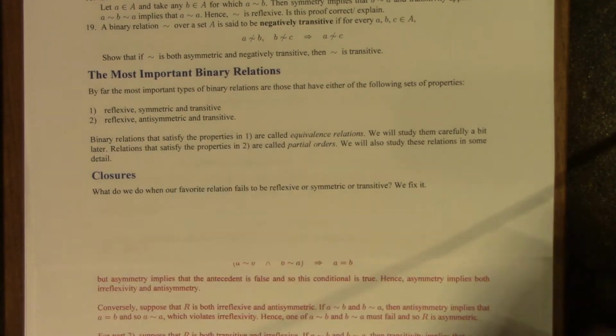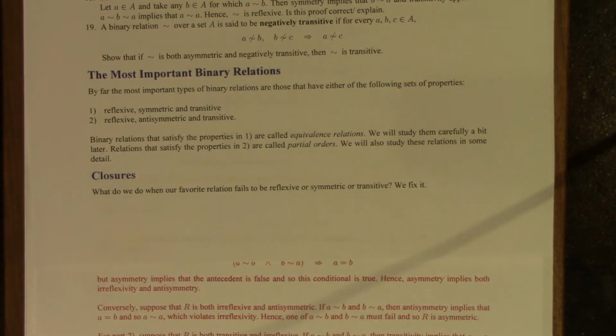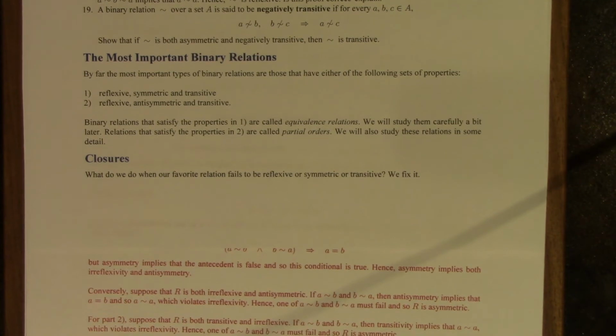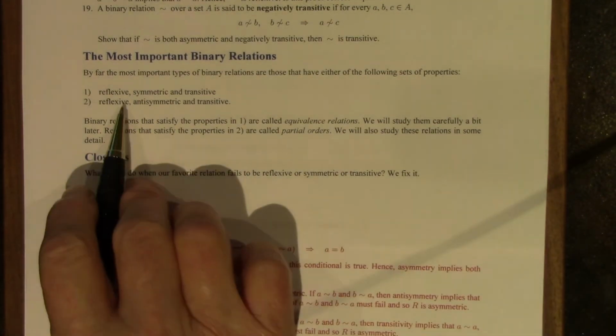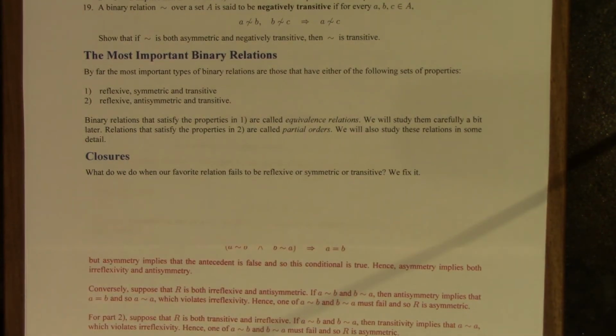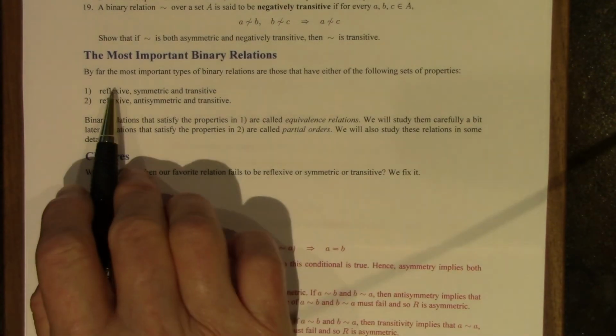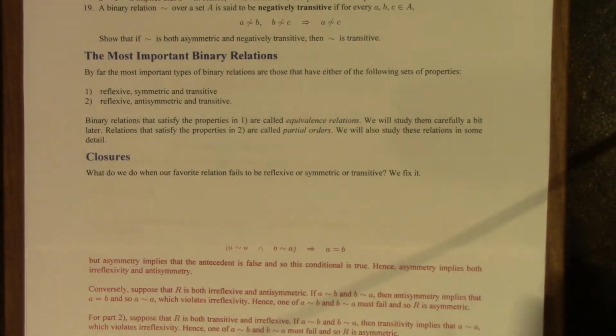Reflexive, anti-symmetric, and transitive is another very important combination of properties. Any relation that has those three properties is referred to as a partial order. So there's a sense in which these three properties capture the essence of order, whereas the first three properties capture the essence of equality. So again, I'll make all that clear in due course, so not to worry about it now.